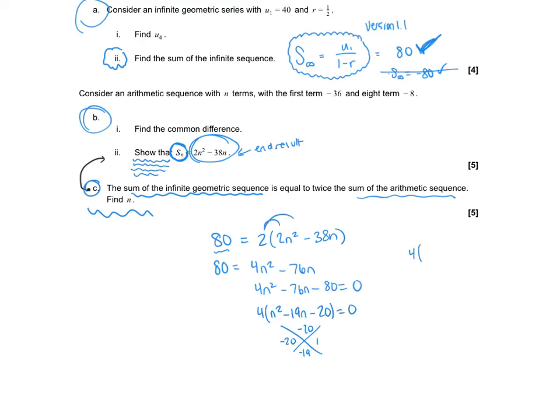Since n's coefficient is just 1, I can go ahead and set up my parentheses. And so 4 equals 0 does not make any sense. n minus 20 equals 0 means that n would be 20. And n plus 1 equals 0 means that n would be negative 1. But this n is the term number, and term numbers cannot be negative. So our answer is n equals 20.